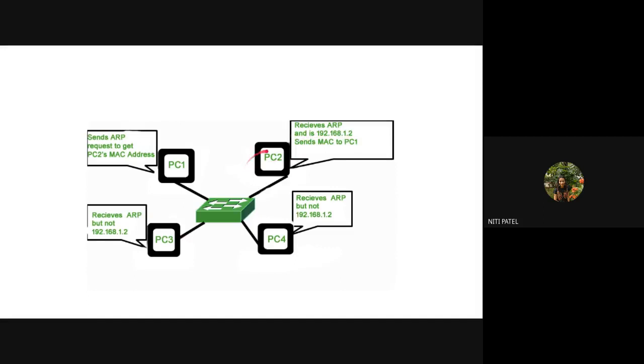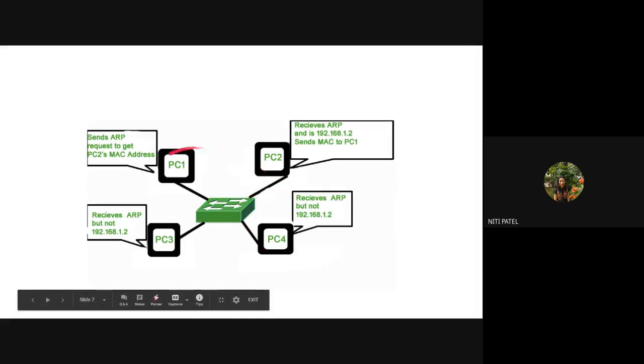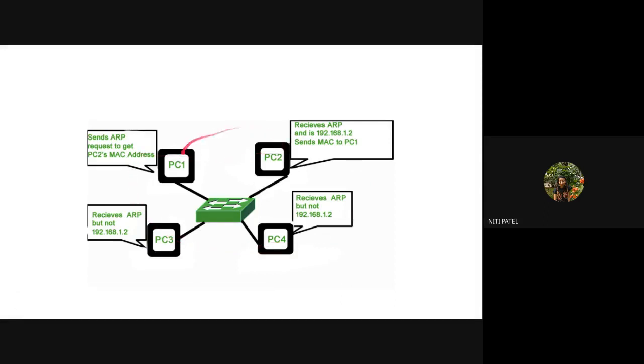So now when it sends its MAC address, PC2 will reply only to PC1. It will not send to PC3, nor to PC4. So while transmitting, it was broadcast to everyone, but while replying, it was only unicast to the machine that had requested, which was PC1.